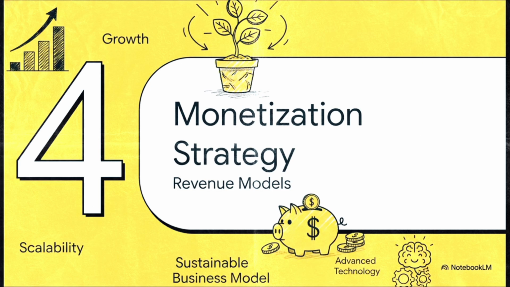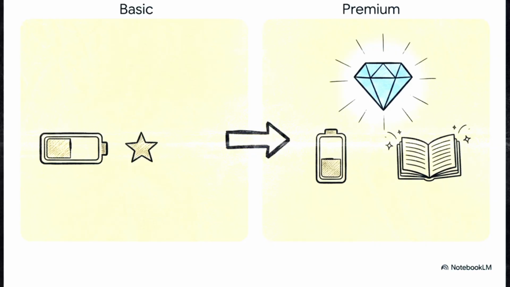All right, let's talk money. Part 4, monetization and growth strategy. So how exactly do we turn this awesome tech into a real sustainable business? It's all about the freemium model. Users start out on a free version, right? It gives them a little taste of the magic. Maybe a few AI chats, and some basic lessons, just enough to prove the value.